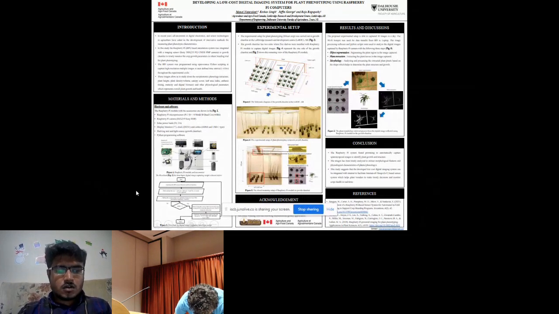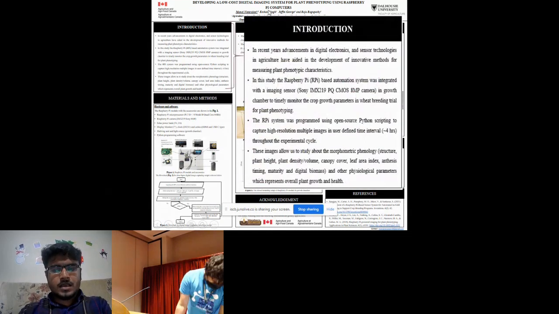Today, I am going to present on the topic: developing a low-cost digital imaging system for plant phenotyping using Raspberry Pi computers. Moving on to the introduction.